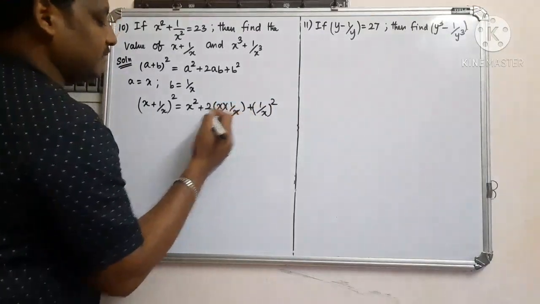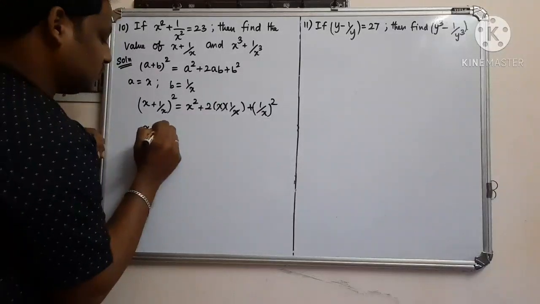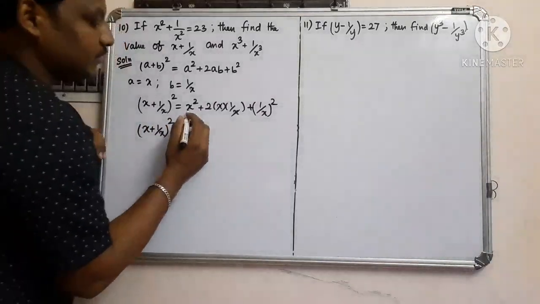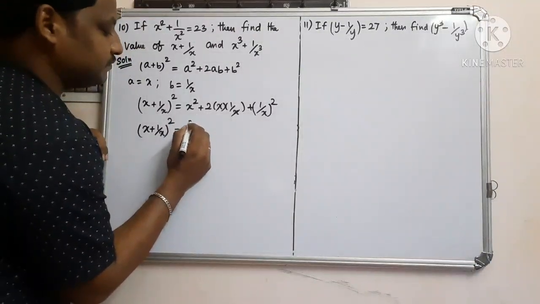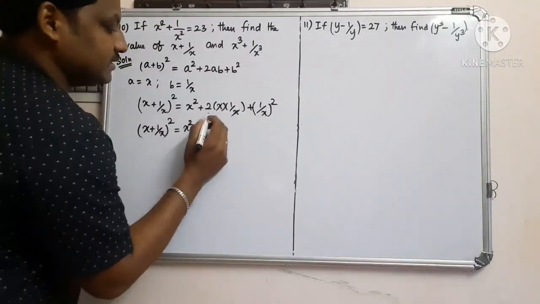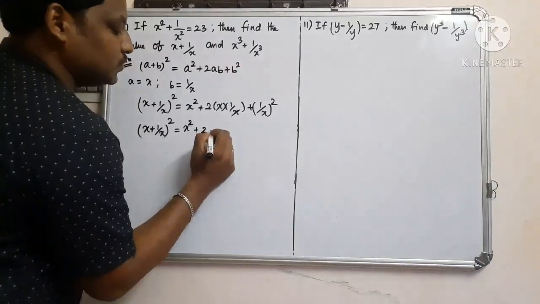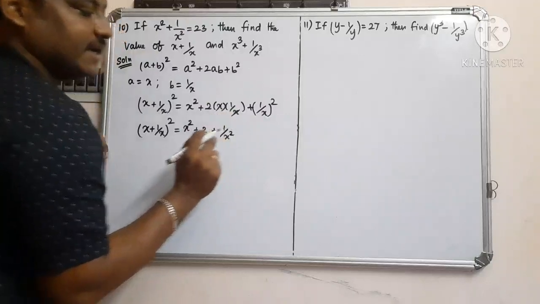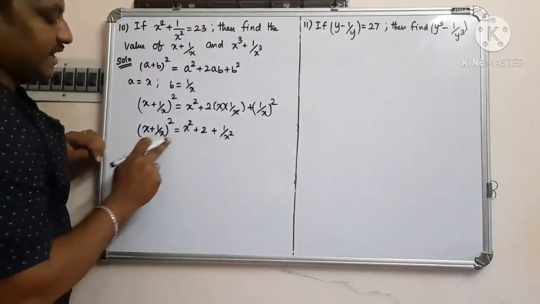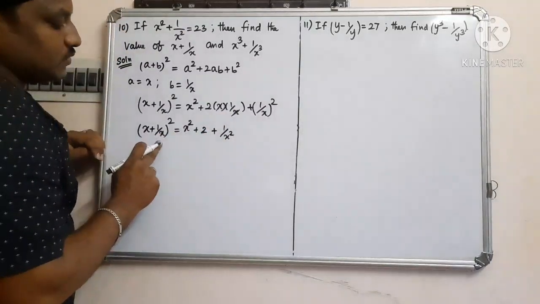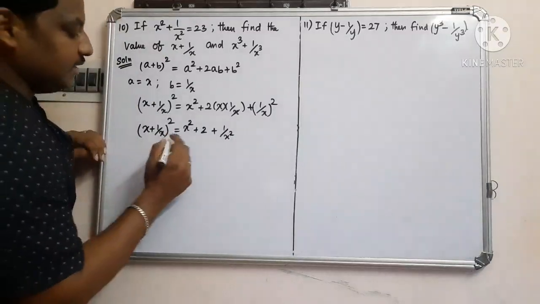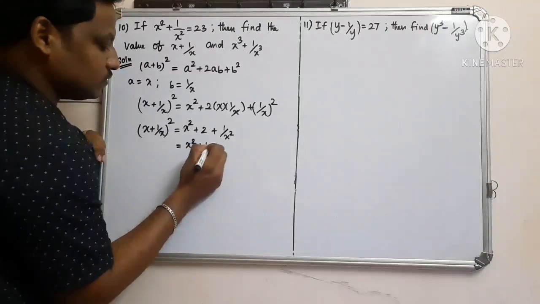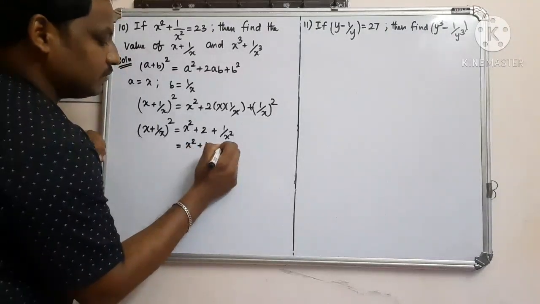So x will be cancelled. So x plus 1 by x the whole square is equal to x square plus 2 plus 1 by x square. 1 square is 1, x square. So we have to find out the value of x plus 1 by x only. So now here we can write it as x square plus 1 by x square plus 2.